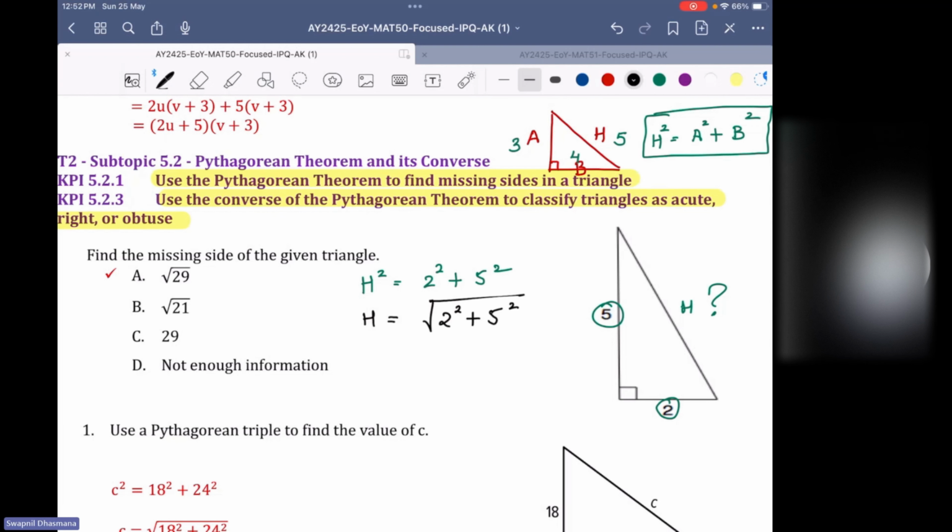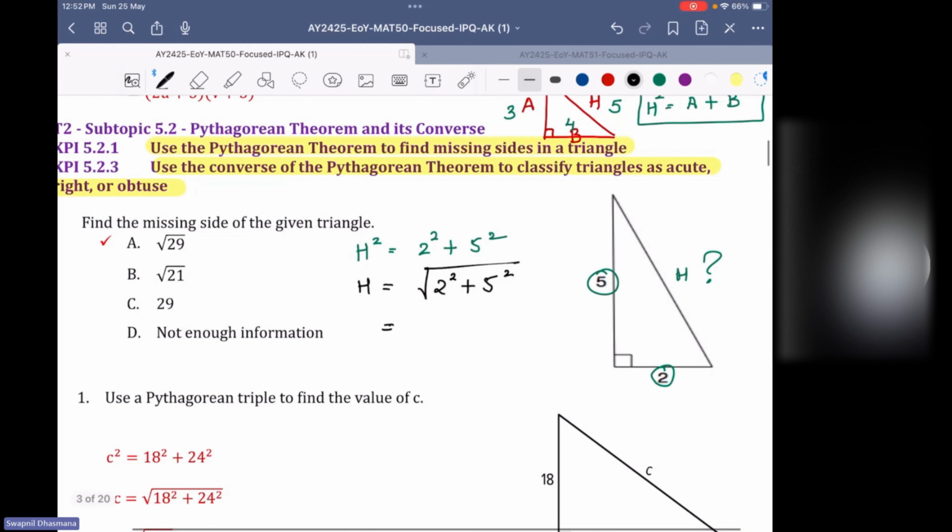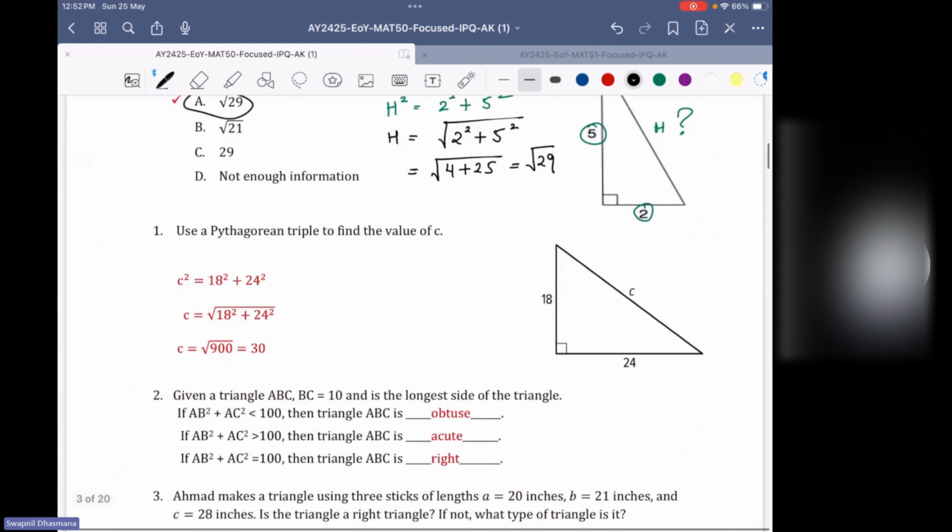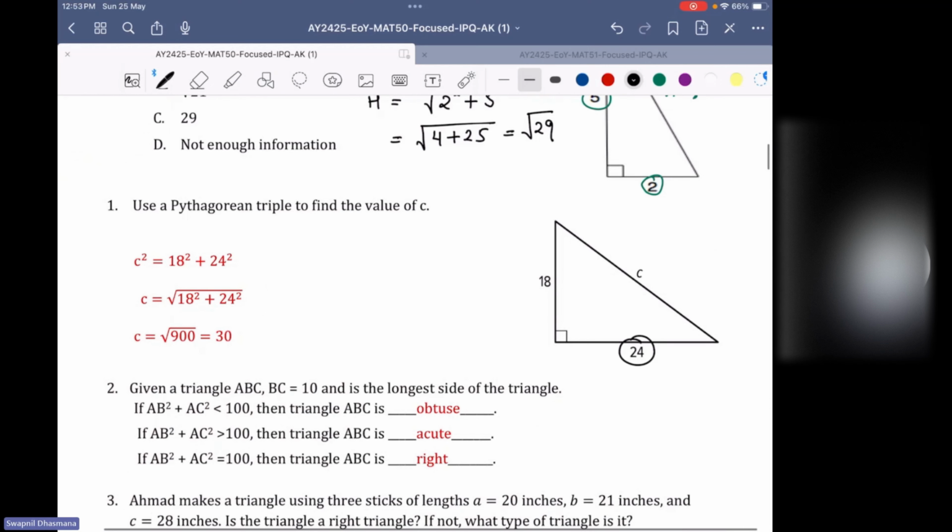Usually you do plus minus, but this is length, so it cannot be negative. 2 square is 4, 5 square is 25, that'll be square root 29. That is the answer. Same way, this is already explained. 18, 24, small plus small, square square, you get the answer. C equals 30.